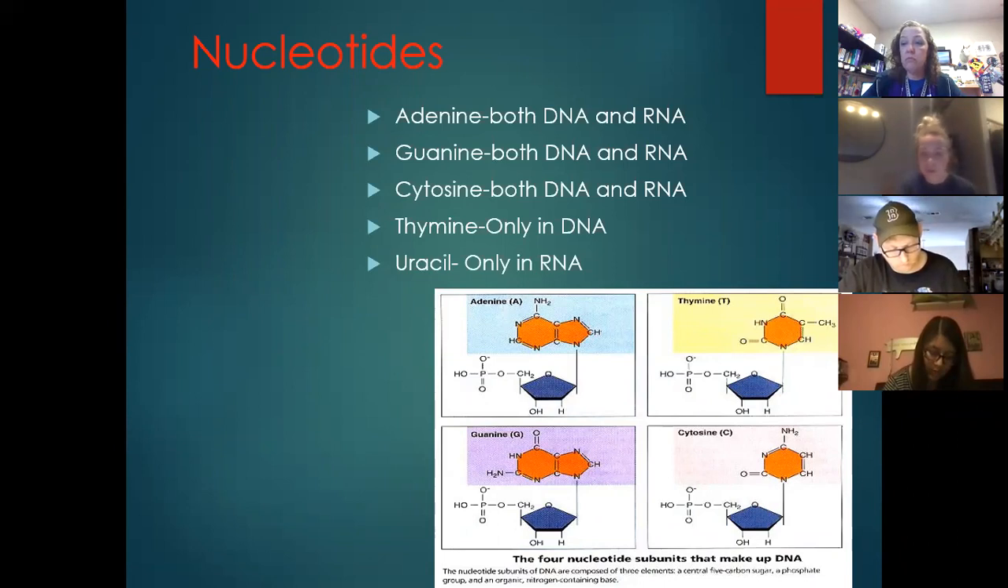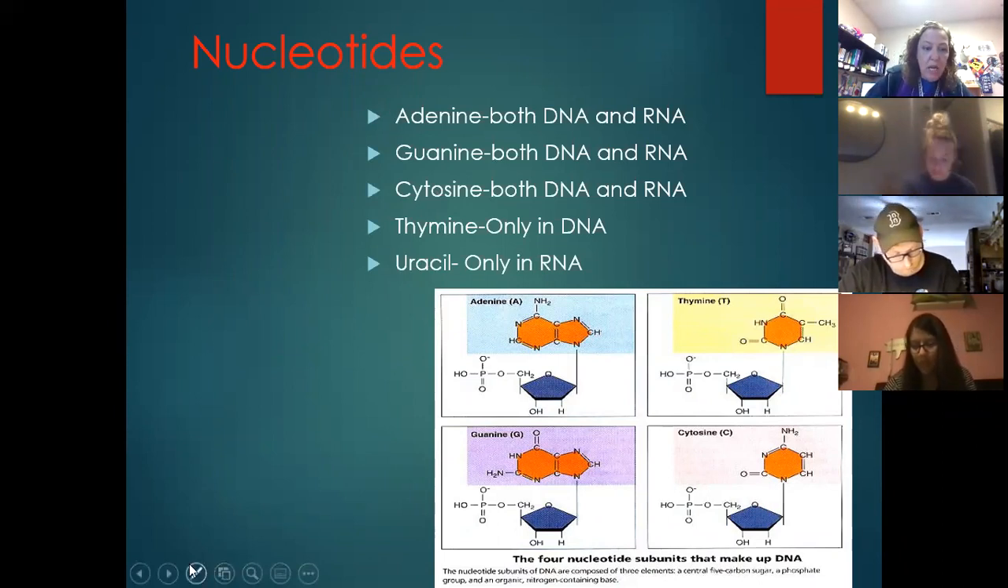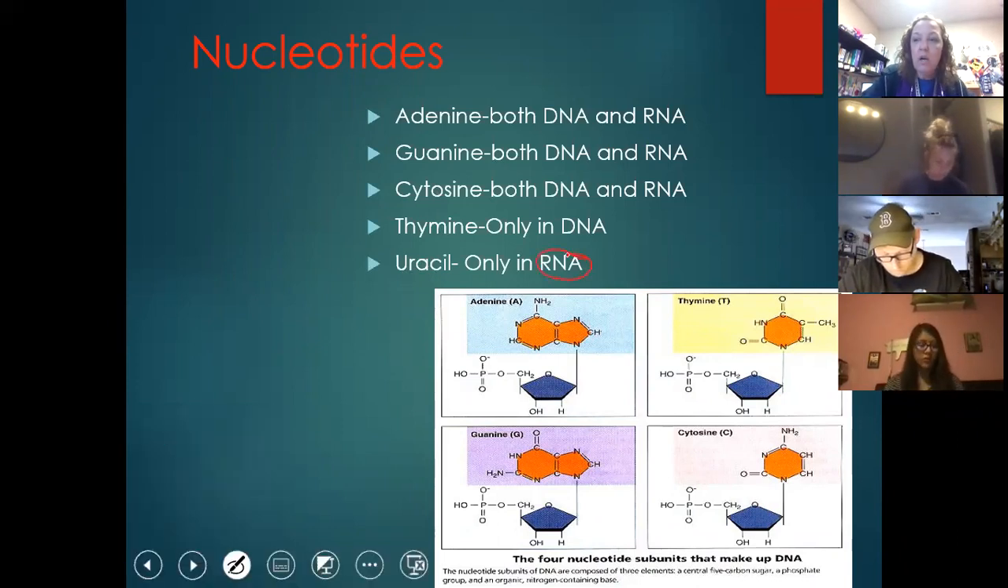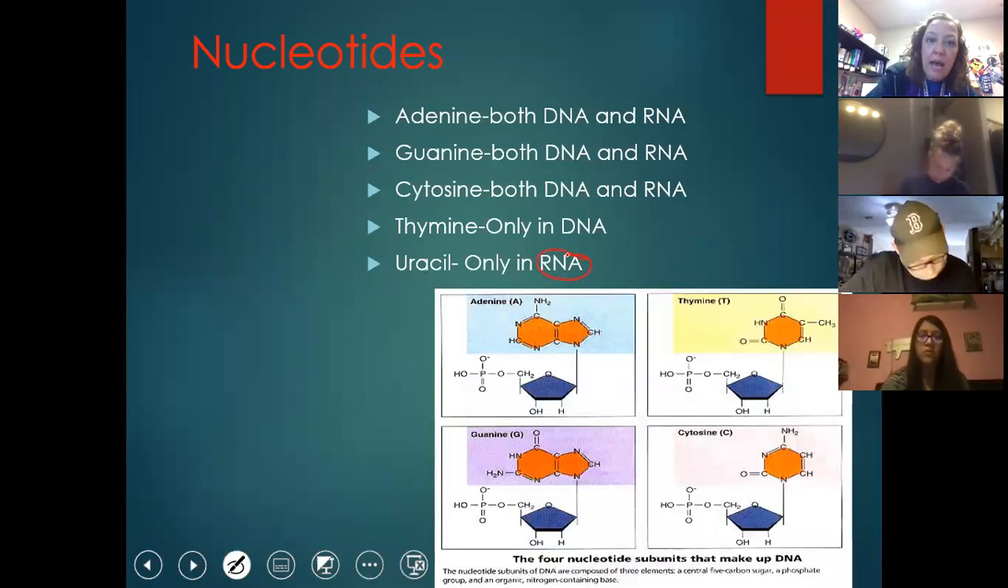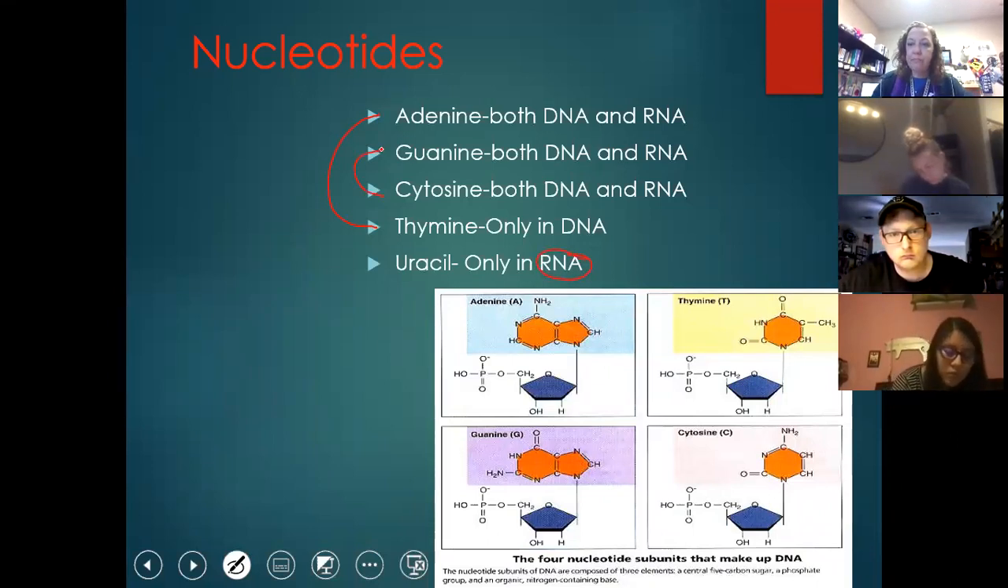I'm sorry, which one does uracil go with? Uracil is going to bind with adenine. Let me get my pen. But it is only found in RNA. So in DNA, if you watch this, apple, tree, put your car in the garage.